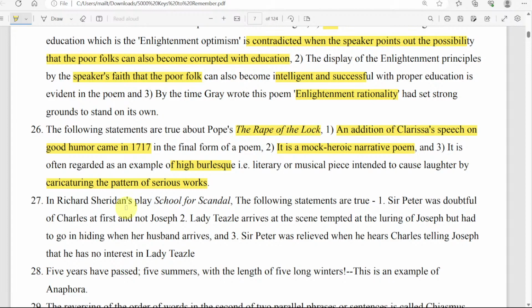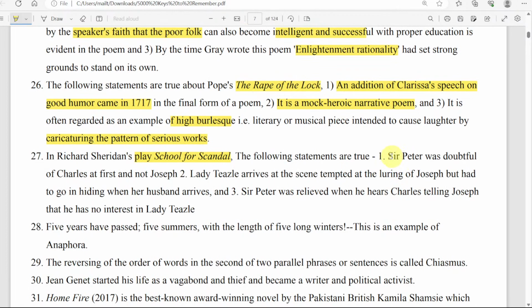And in Richard Sheridan's play School for Scandal, some of the statements here are true. Sir Peter was doubtful of Charles at first and not Joseph. Second, Lady Teazle arrives at the scene, tempted at luring Joseph, but had to go hiding when her husband arrives. And Sir Peter was relieved when he hears Charles telling Joseph that he has no interest in Lady Teazle. So I hope you know about School for Scandal.